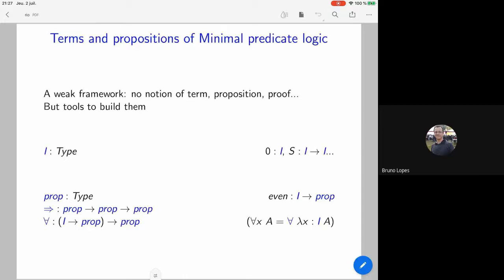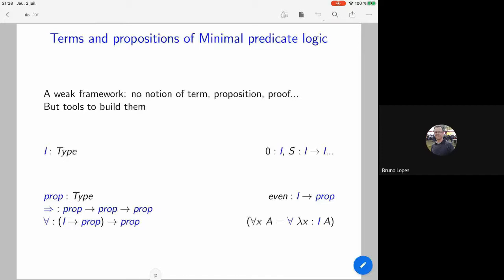Now that we have rebuilt the notion of term, let's do the same thing for the notion of proposition. To do so, we have to define another Deducti type, which is called Prop here. And if we want to have predicate symbols, like the even symbol, we have to declare them with the type I arrow Prop. And again, you can apply this predicate symbol even to the number successor of 0, and you get a term of type Prop, and this is what we call a proposition or a formula.